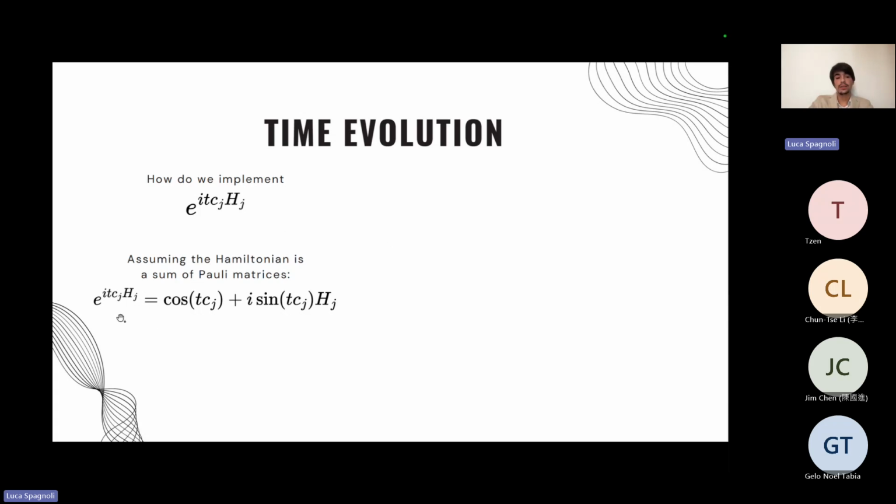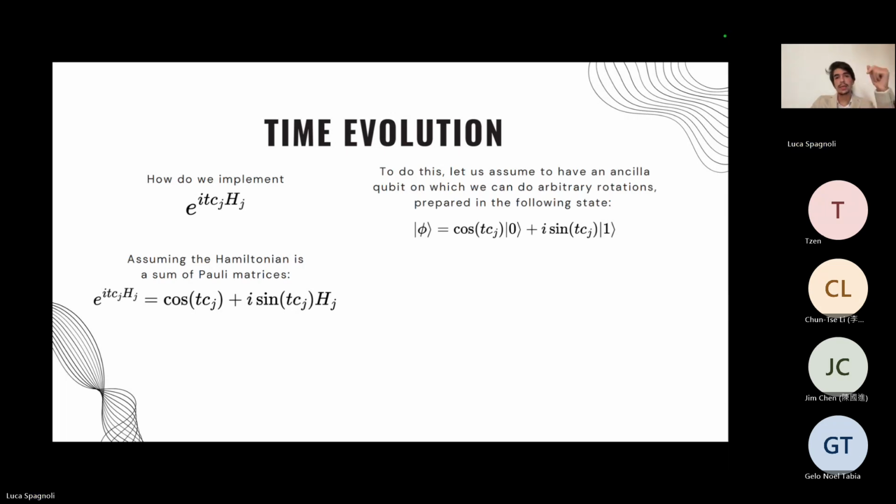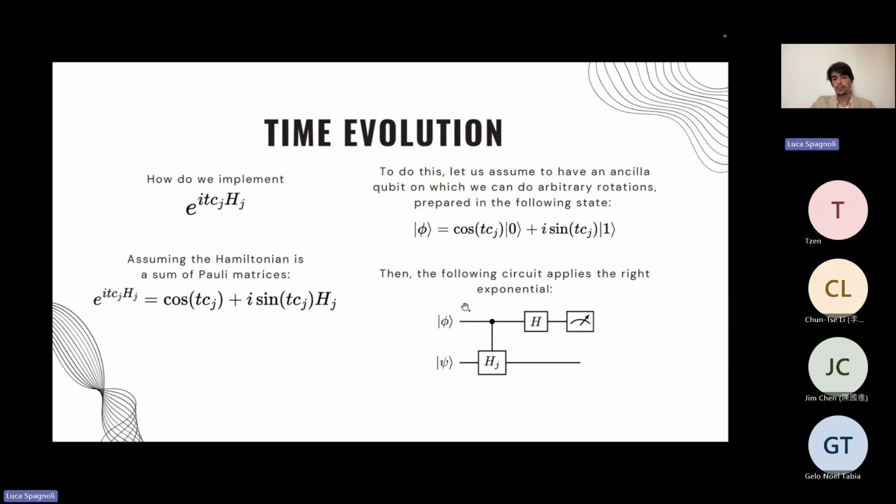Since H_j is a Pauli matrix, this equality holds. If you want, I have the calculation in the backup slide, but it comes from the fact that the Pauli matrix squared is the identity, so all the even powers go away. And once we have this sum, we can implement it by using an ancilla qubit. On the system, it's easy to apply logical operations, which are the equivalent of Pauli matrices on logical states. But it's hard to do arbitrary rotations, because once you have a system which is error corrected and you want to do an arbitrary rotation, how does the system know if the rotation is wanted or is an error? So the arbitrary rotation, we can do it on an ancillary qubit, and then apply this circuit.